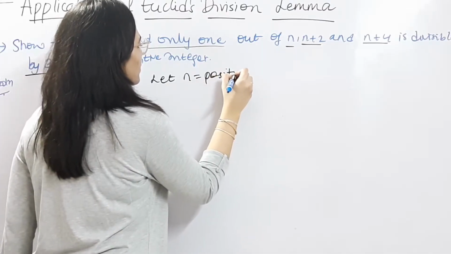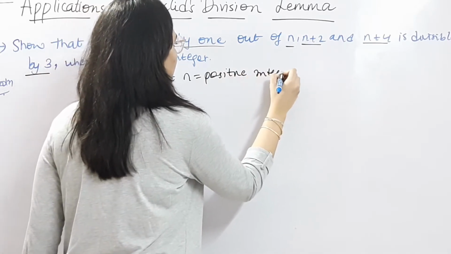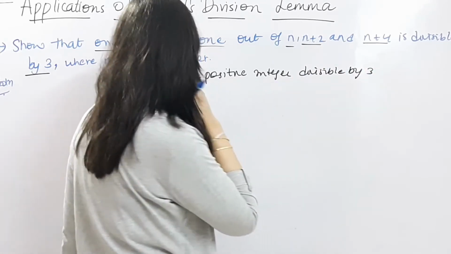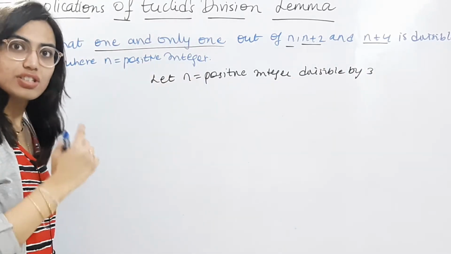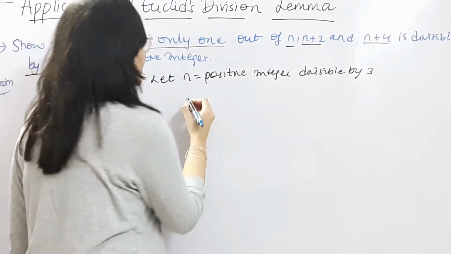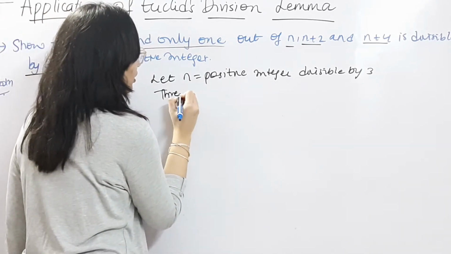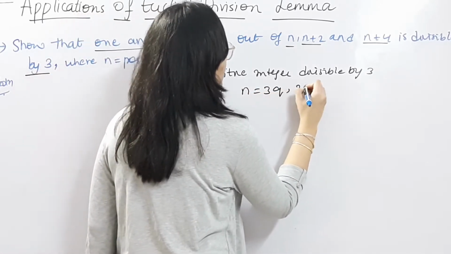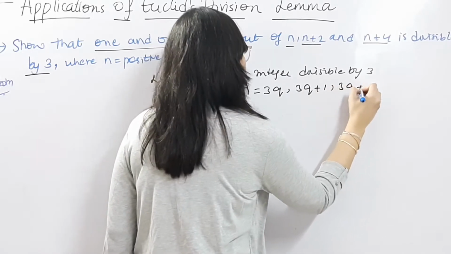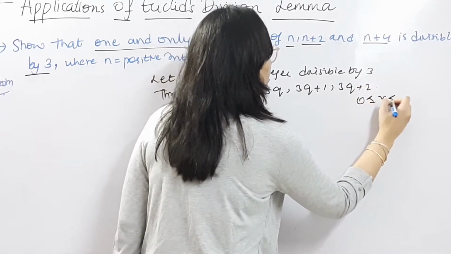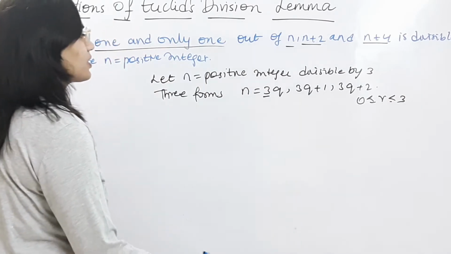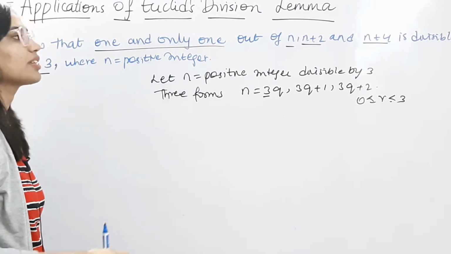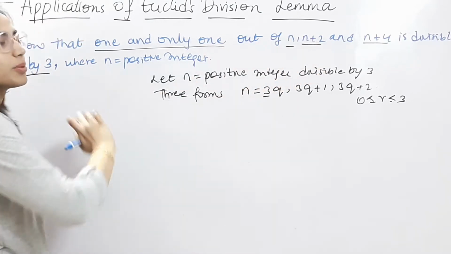This is a positive integer divisible by 3, and we know that whenever a positive integer is divided by 3, as I've explained to you in that concept, we will get 3 forms. n can be of 3 forms, that is n is equal to 3q, 3q plus 1, 3q plus 2 for 0 less than or equal to r less than 3. What we need to do is consider 3 cases here again, and then we have to show that only one integer is divisible by 3.